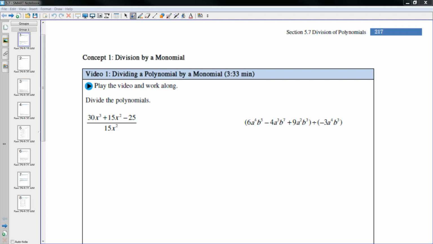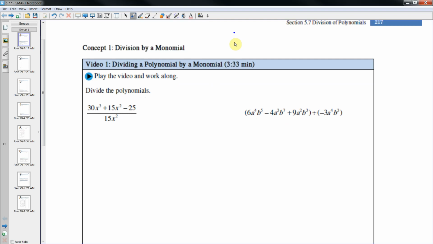Today we're going to talk about division of polynomials. And for division of polynomials, we're going to have three different cases. The first case is division when you have a monomial. Remember, a monomial is a one-term expression. So if we're dividing by monomials, I want us to make little mini problems.